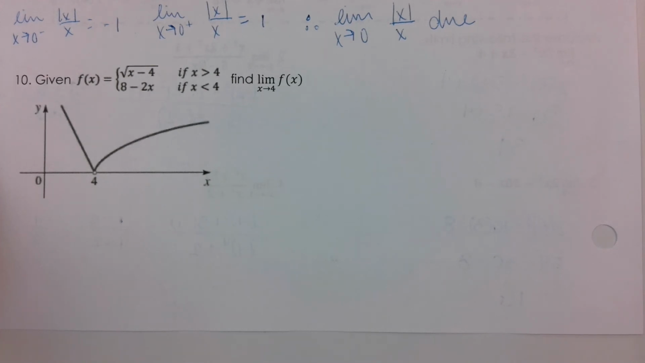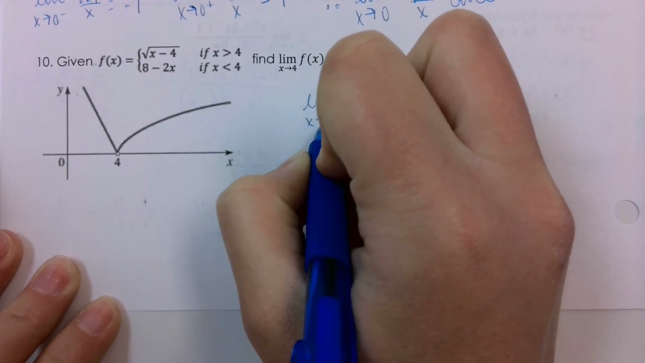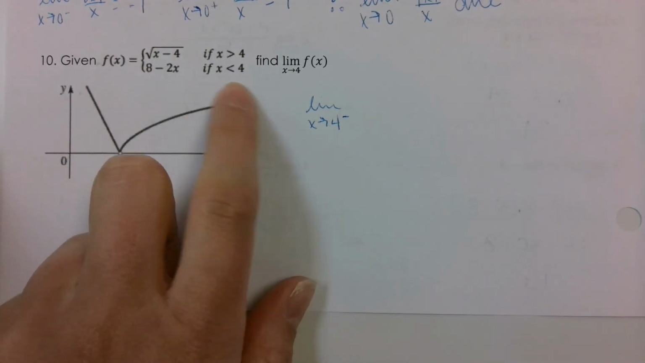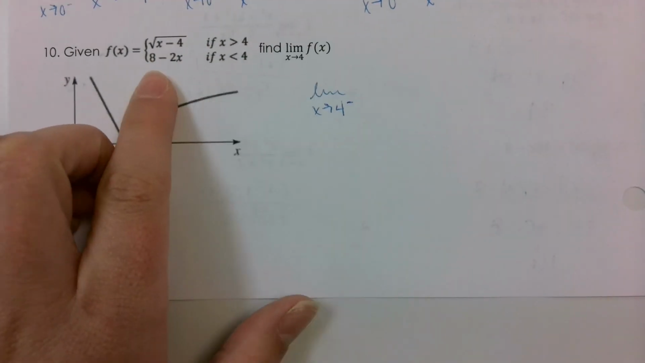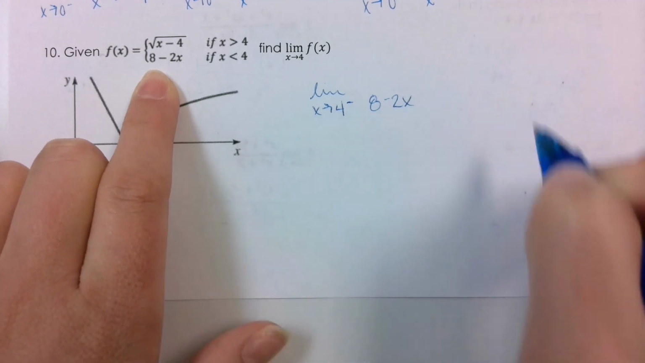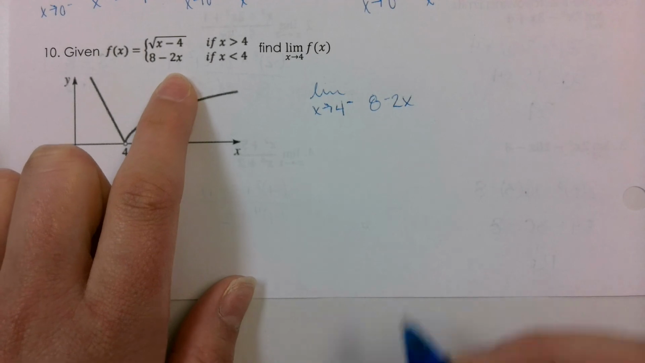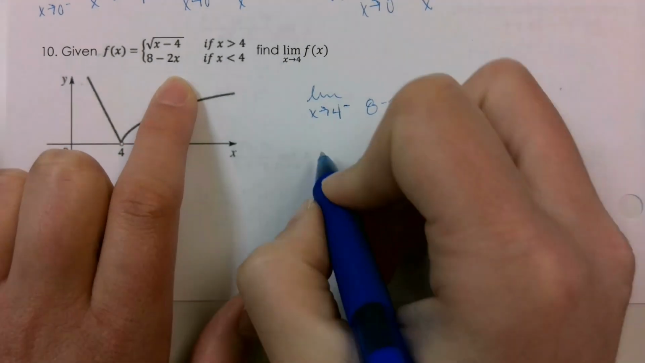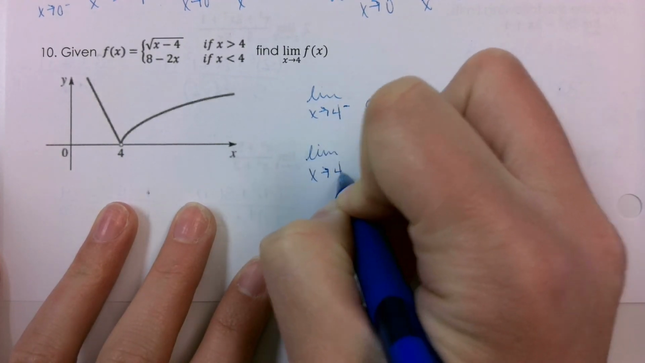Okay, so if we do the limit as x approaches 4 from the left, is that going to be when x is less than 4 or greater than 4? Less than, so we're going to use this function, yes? So if we plug a 4 in there, 2 times 4 is 8, and 8 minus 8 gives you 0. Is that okay?